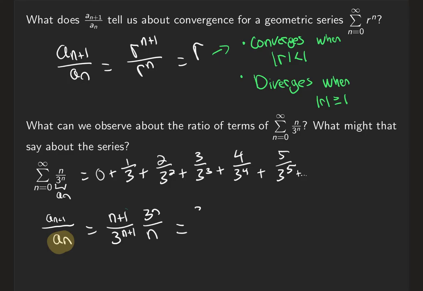All right, let's simplify this a bit. We can combine this into one fraction. So this is 3 to the n times n plus 1 on top, and on the bottom, that's just 3 to the n plus 1 times n, but we can split the 3 to the n and the 3. And then the last step is canceling out those 3 to the n's.